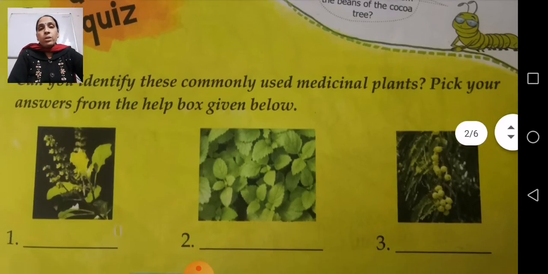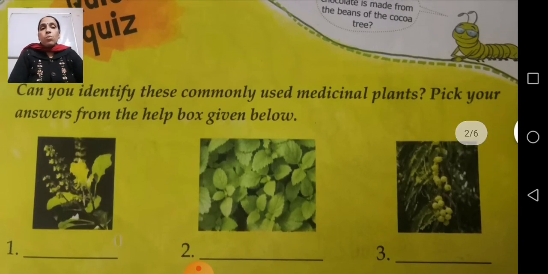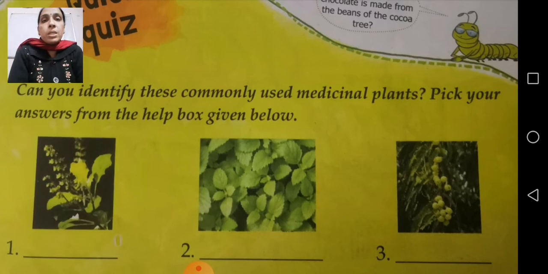The first one is very important. Now the first one is quite important, that is your tulsi. If you get a problem like cough and cold, the tulsi plant is very beneficial in cough and cold. Now we'll come to the next picture, that is pudina. Pudina is very good for problems related to digestion.